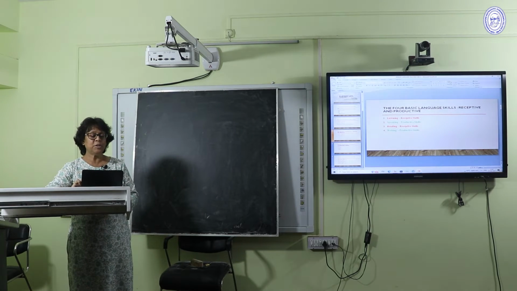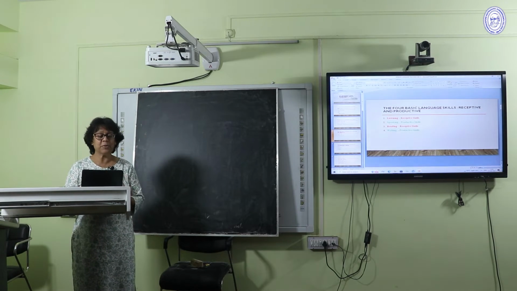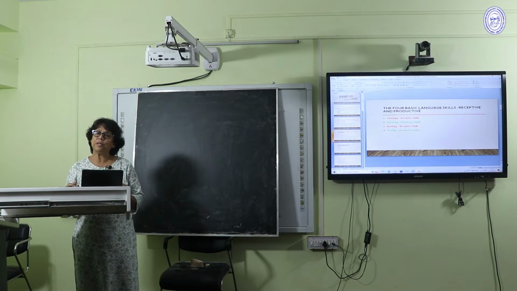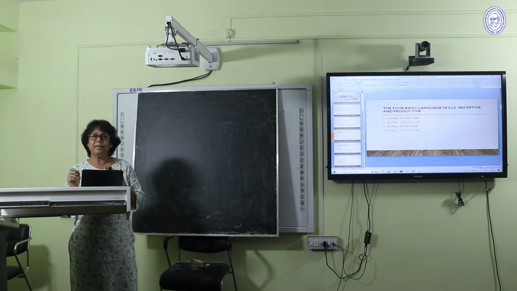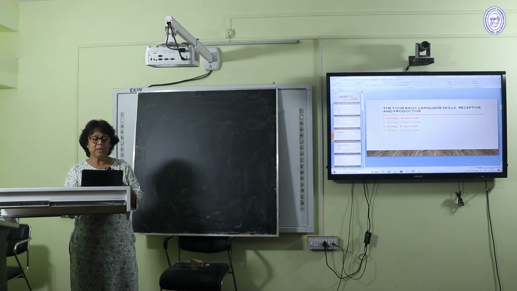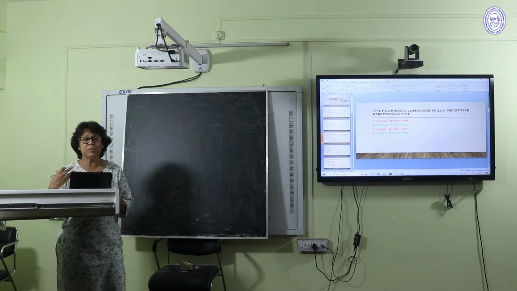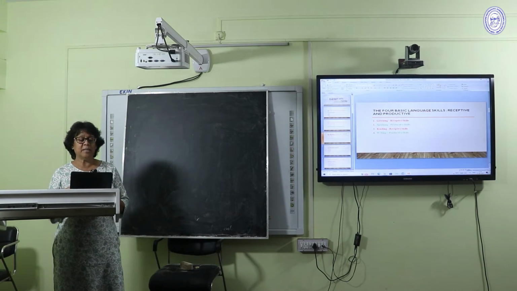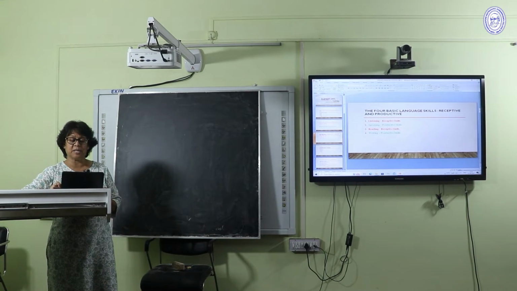The second way in which we can divide these four skills is receptive and productive. So we talked about the four main skills: listening, speaking, reading, and writing. And these four skills are taught or assessed in terms of these categories. So listening and reading are known as receptive skills, while speaking and writing are known as productive skills.